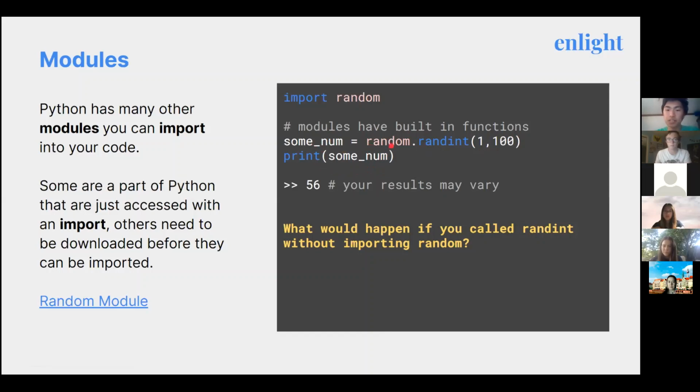Some number is equal to random.randint 1 to 100. So it's pretty intuitive what's going on here, right? We're basically saying, let's get a number from 1 to 100. That's just random, right? And then print a number. And then 56, it could be any number. So the question here is, what would happen if you called randint without importing random?